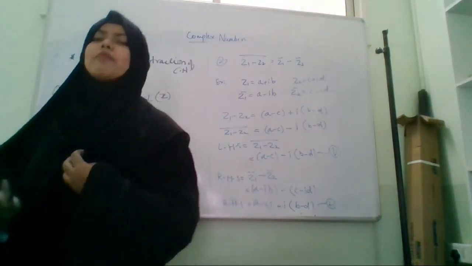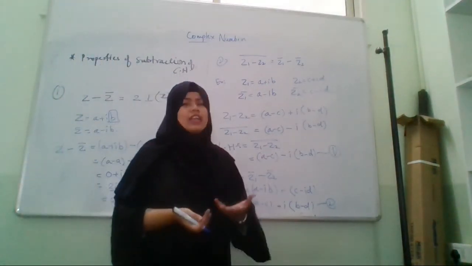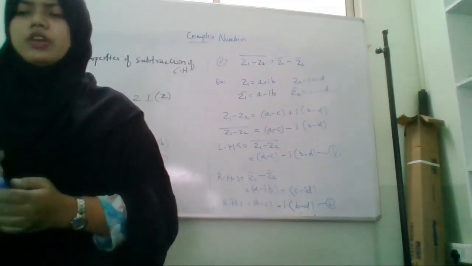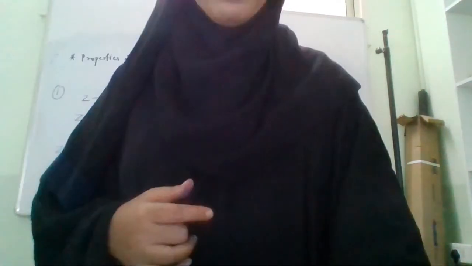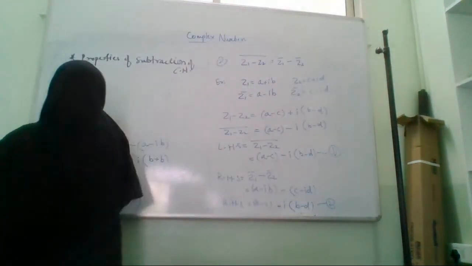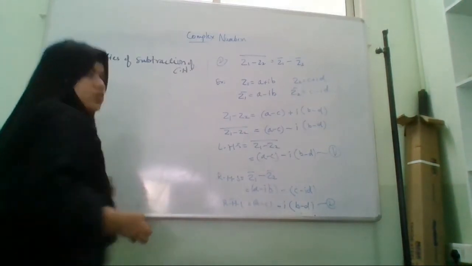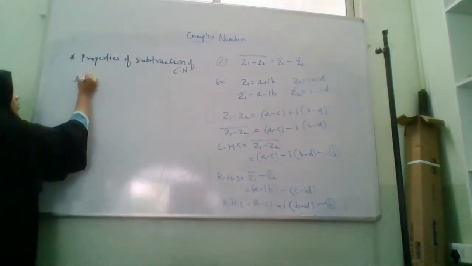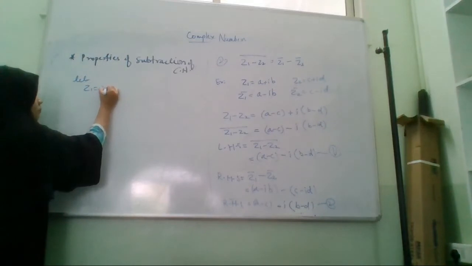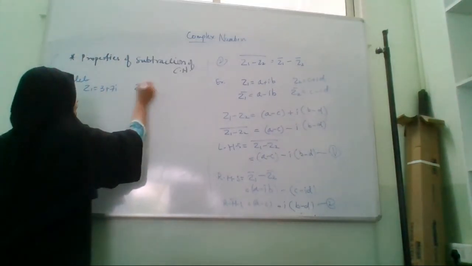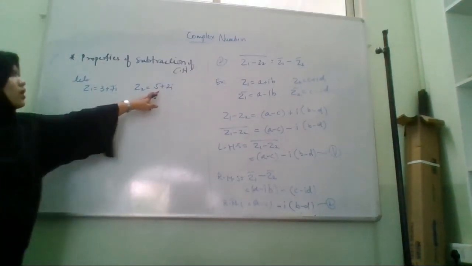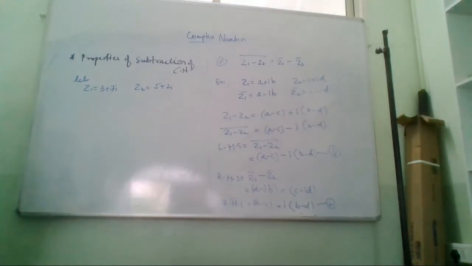You can take any example, 2 plus 3i, 5 plus 10i, like that, and you can verify this property for subtraction. Okay, this is homework for you. I am taking some real example and showing you this property so that it will be quite easy to understand. So let Z1 be 3 plus 7i and Z2 be 5 plus 2i. You can take a minus sign as well, instead of plus.